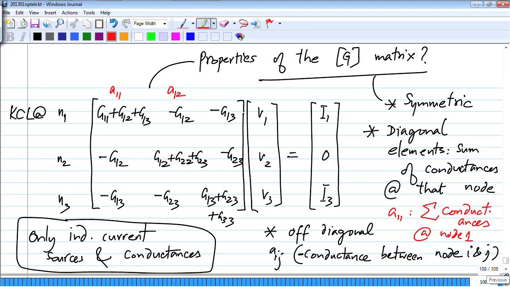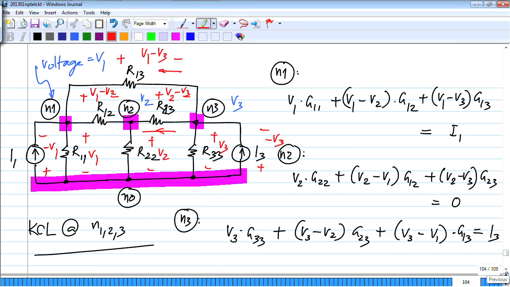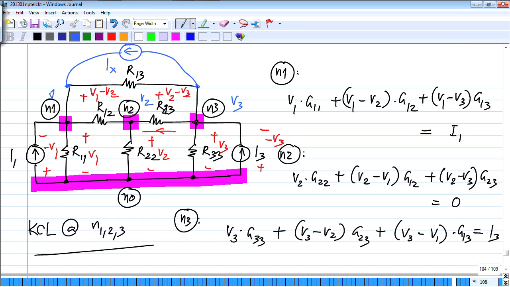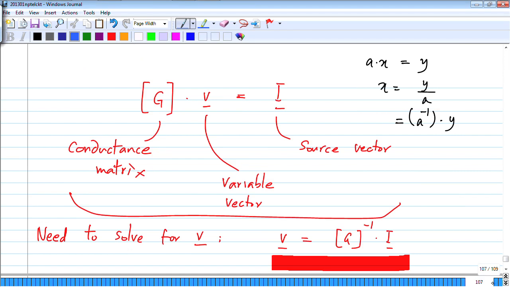Now, before we leave, a couple of quick questions. So let me first say that to this circuit, I will add a current source. Okay, yet another current source. Let me call it IX just for simplicity. Now, please answer the question, how will this matrix be changed?